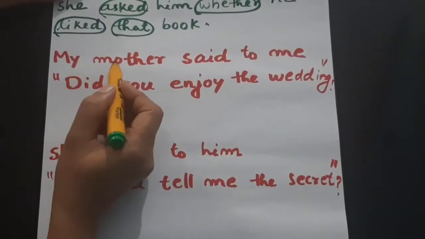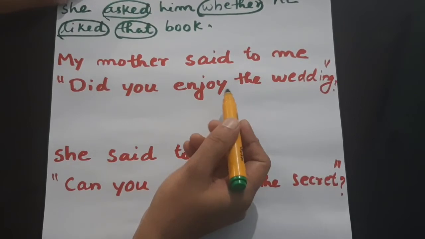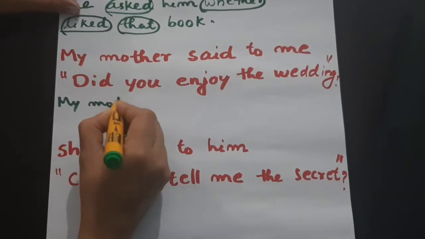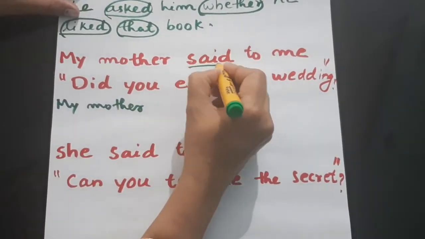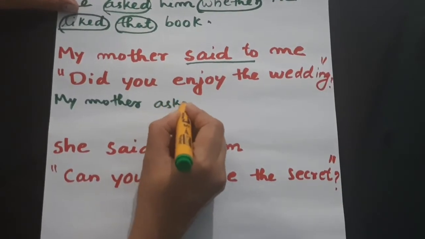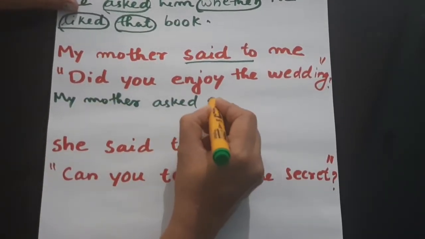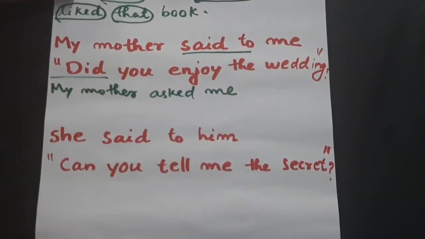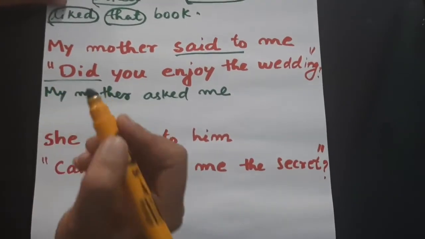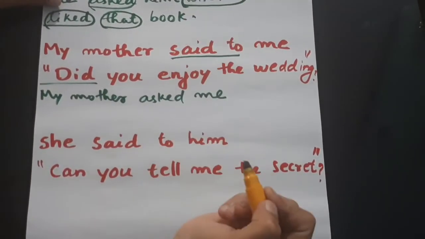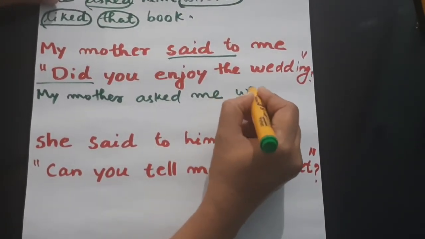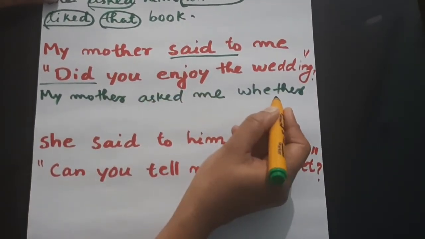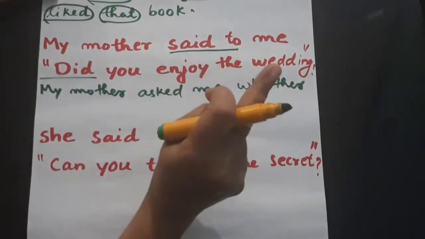Next example. My mother said to me, did you enjoy the wedding? Okay, let's try. My mother, okay, said to, asked, isn't it? Yes. My mother asked me. Have you any question words here? No. It starts with an auxiliary verb, so you know that you have to use either if or whether. Let me use whether here. My mother asked me whether, so you know that following this you need to use the subject only.